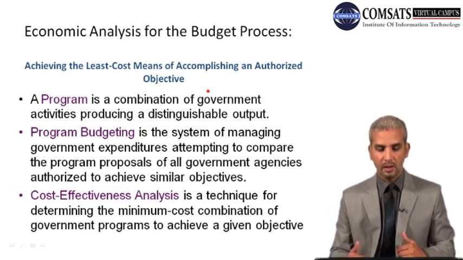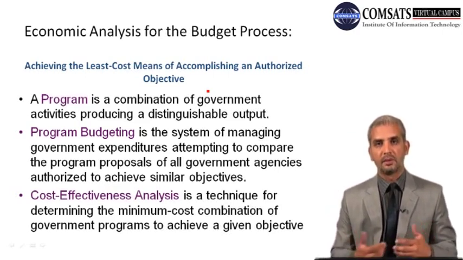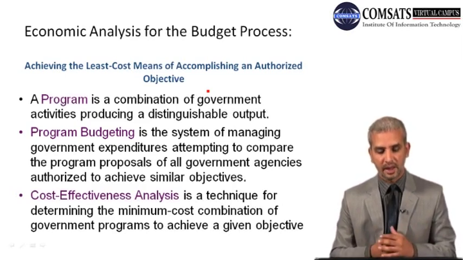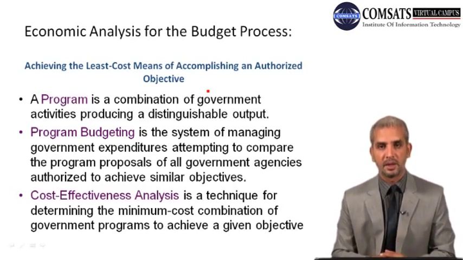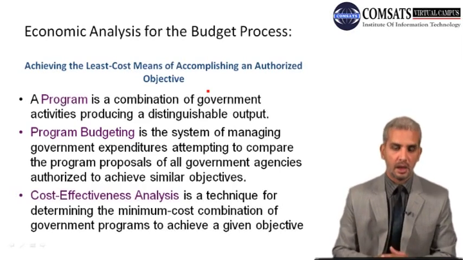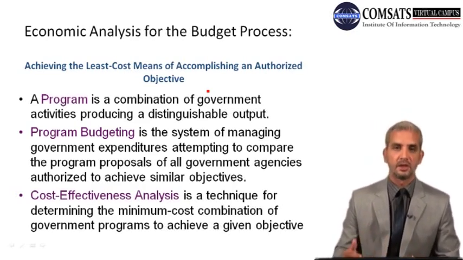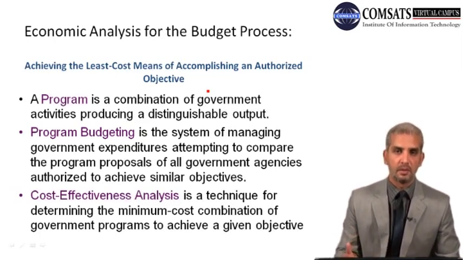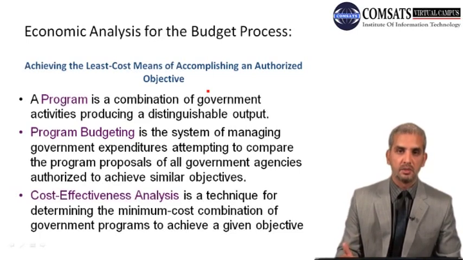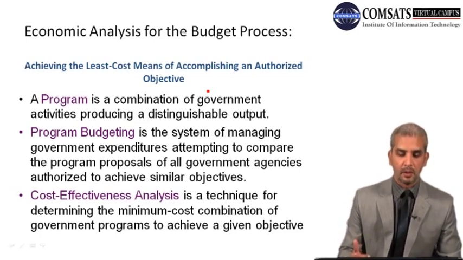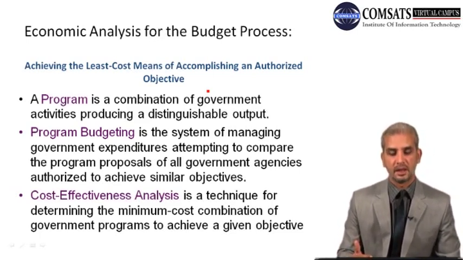So a program of the government is a combination of government activities, maybe through various departments, which is producing a distinguishable output. What government, through its analysis of the budget process, needs to do is find the optimal level, or the least cost means, of achieving that objective. Now, program budgeting is the system of managing government expenditures, attempting to compare the program proposals of all government agencies authorized to achieve a similar objective.